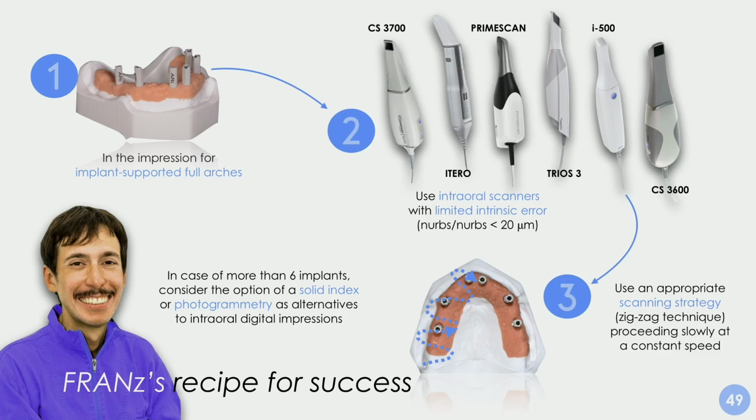So, this is probably the recipe for success when scanning full arches. The best thing is to choose proper devices that allow you to be safer because they have an intrinsic accuracy, from nerve to nerve, that is less than 20 microns, for example. And the scanning strategy is very important, the operator is very important. I suggest using an intraoral digital impression with an intraoral scanner with 4 implants. If the implants are 6 or more, we can maybe consider the opportunity of using a solid index technique or photogrammetry. We will talk about these techniques in more detail in the next lectures.